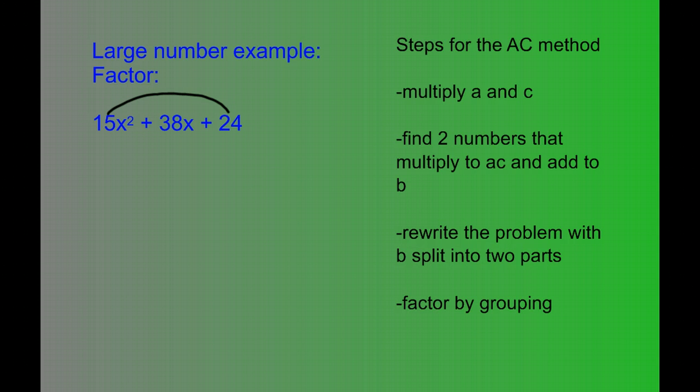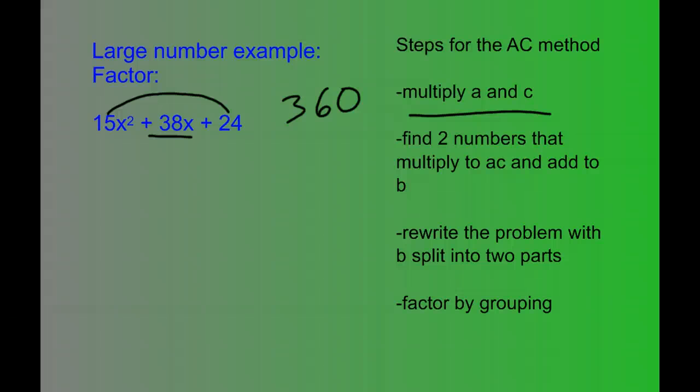15 times 24, I multiply a times c, that's step 1. That gets to 360. Now, I need numbers that go into 360 and add up to 38. That's step 2 on our list for the AC method. Now, you probably don't know those off the top of your head. This is when you use a calculator.